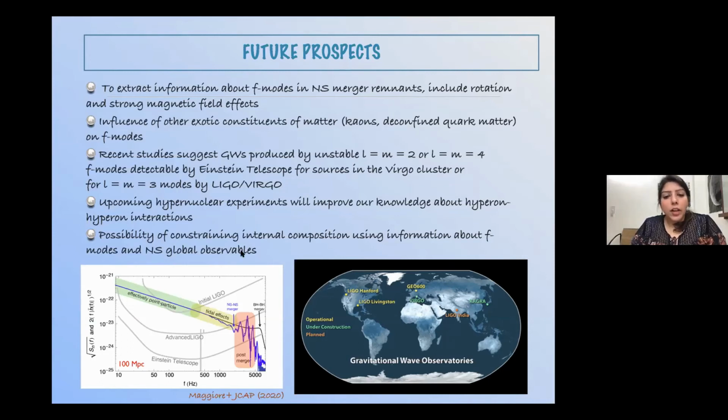And finally, I'm associated with the LIGO India project, which is an upcoming LIGO detector to be constructed soon in India. This will definitely complement the other third-generation gravitational wave detectors. So we are hopefully looking towards the future, so that we can constrain the internal composition using information from F-modes and other quasi-normal mode oscillations in neutron stars.